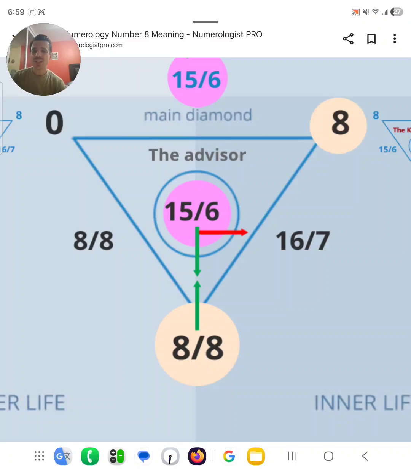And why? Because 6 is unity. 6 does not like individuals. Individuals are one. Why? Because 6's focus is to unite individuals, to create a community, a common unity.